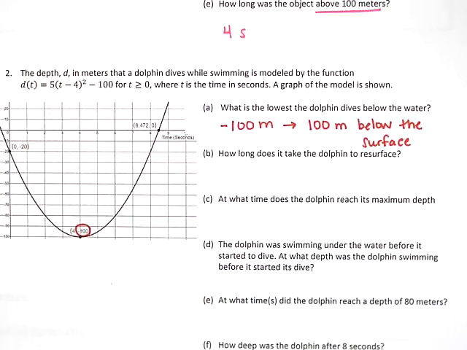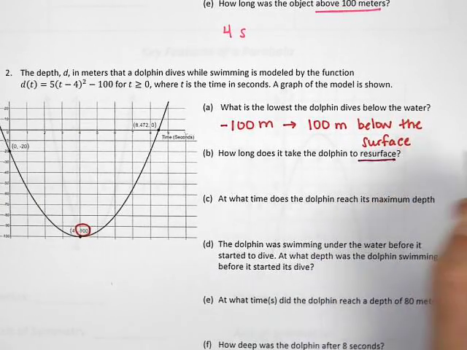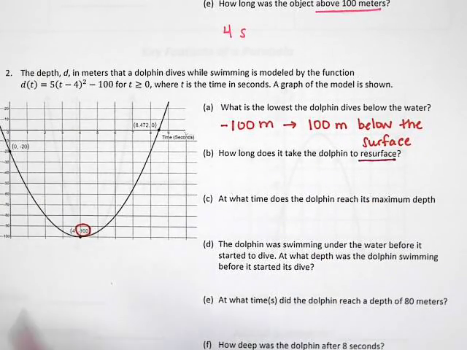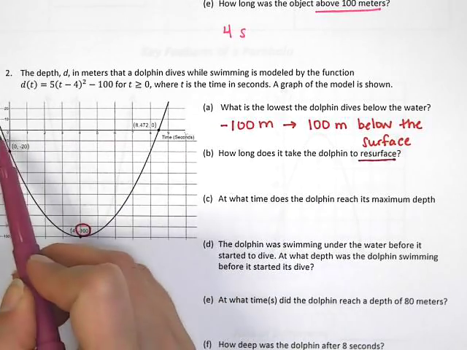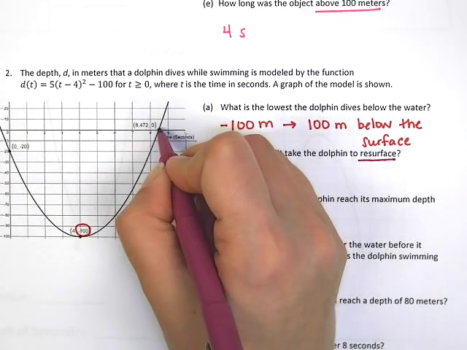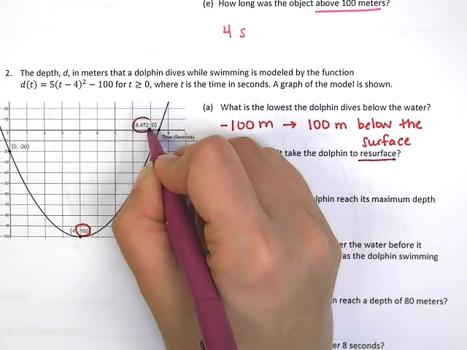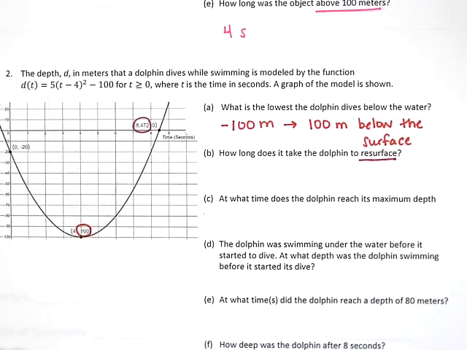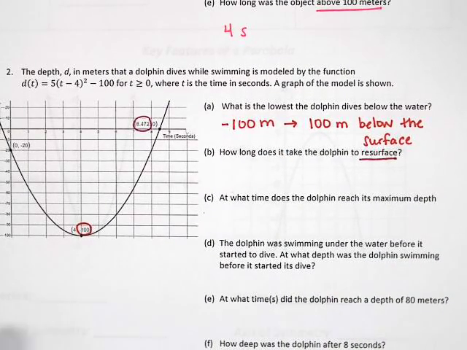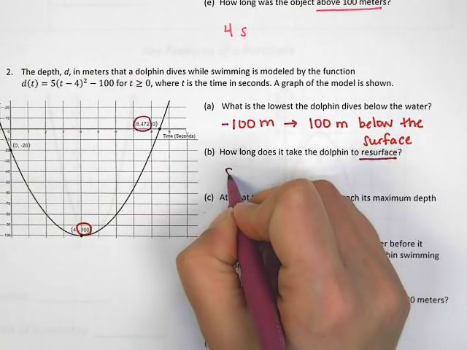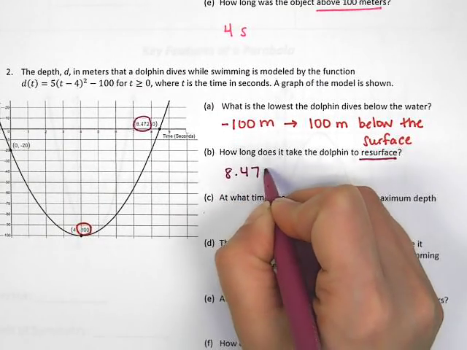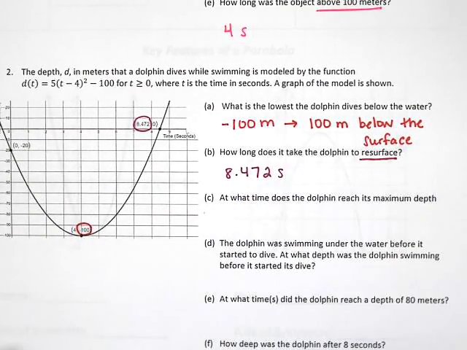If it says how long does it take the dolphin to resurface? Resurface means reach the surface of the water again. So the surface of the water is here. It looks like I reached the surface of the water again here where the x value is 8.472 seconds. So the dolphin was below water for 8.472 seconds.